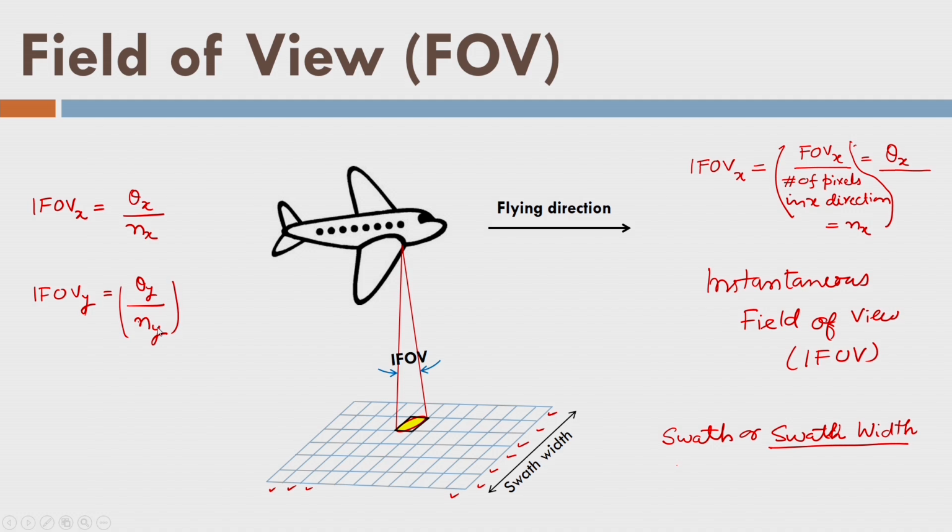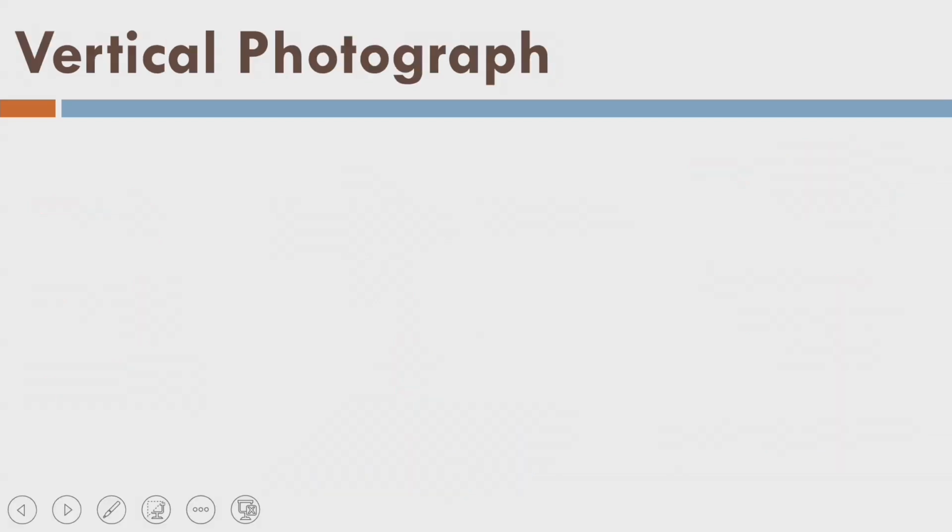One should note here that in general the pixel size on the sensor is the same for the x and y directions. That means we have a square pixel. That is why the FOV and number of pixels in a certain direction, x or y, are decided or designed according to this criterion, so that we have a square pixel on the sensor, and that square pixel on the sensor creates a square GSD, or ground sampling distance, on the ground. Let us discuss the vertical photograph now.